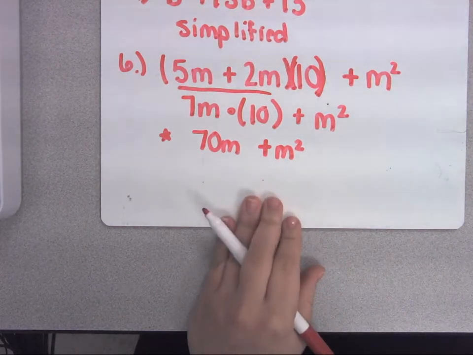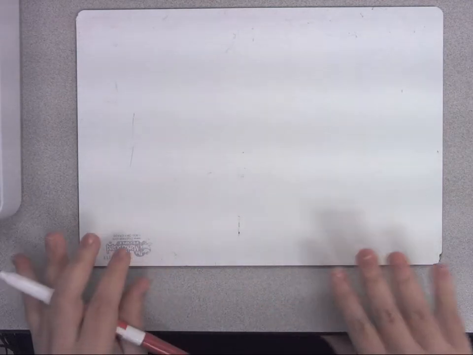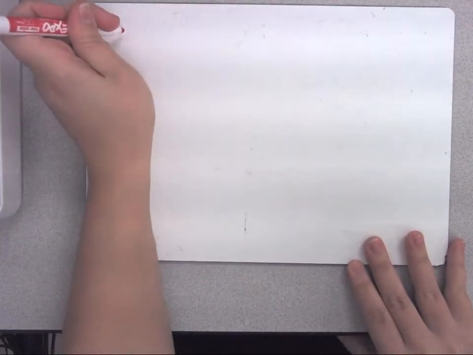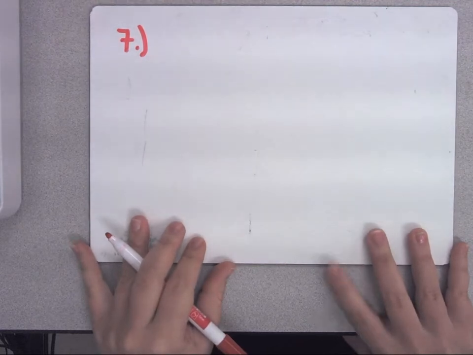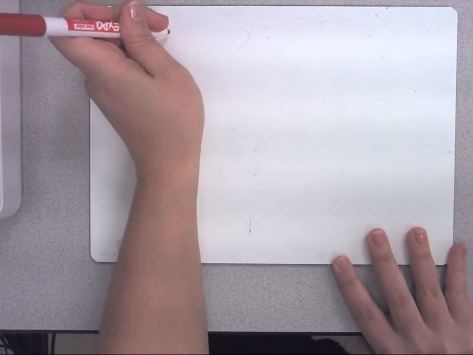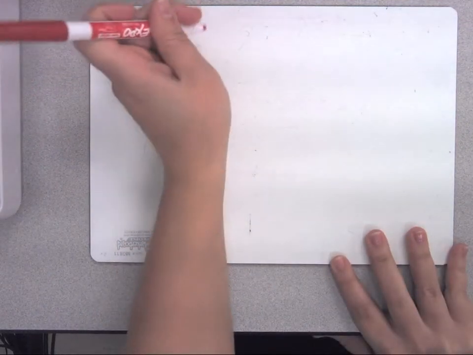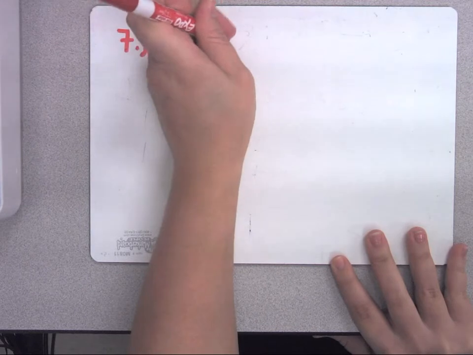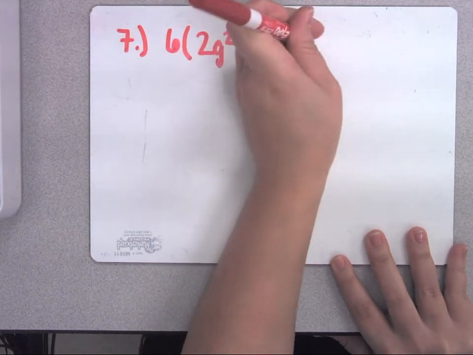Okay, let's try another. I'll move this board. Okay, this is number 7. How about 6 parentheses 2g squared plus 9g minus 3?